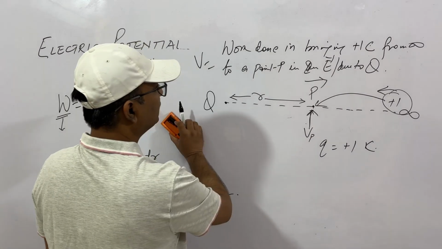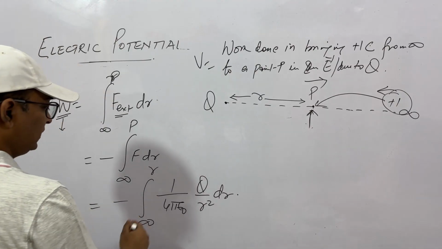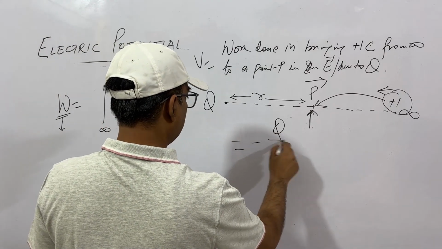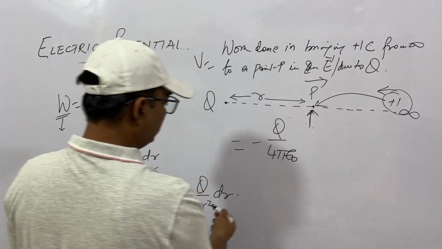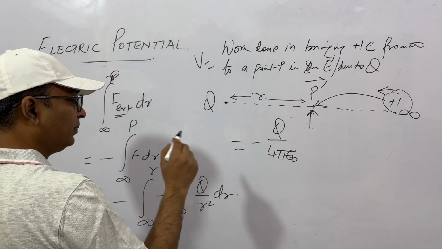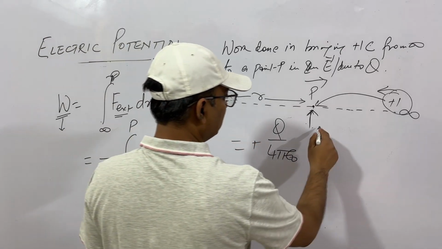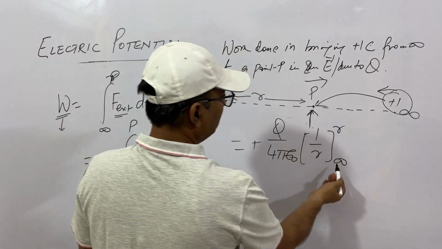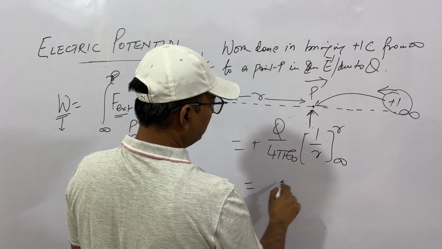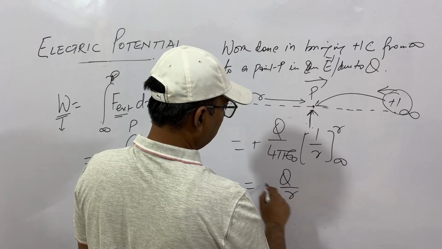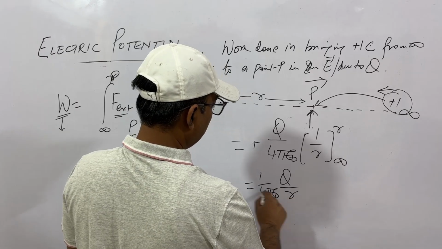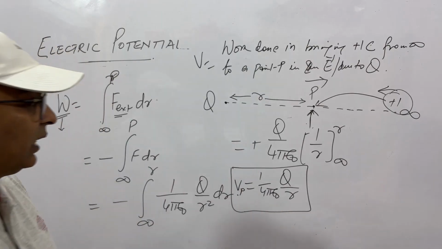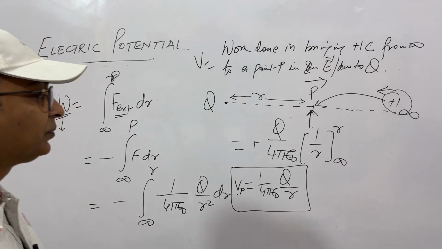Let's get the result. This will be equal to minus Q by 4 pi epsilon 0. And what is dr by r square? That will be minus 1 by r. So minus cancels, 1 by r. This is what? Infinity and r. 1 by infinity will be 0. So what you get is Q by r, 1 by 4 pi epsilon 0. This is the electric potential at this point P, which is r distant from the charge Q.